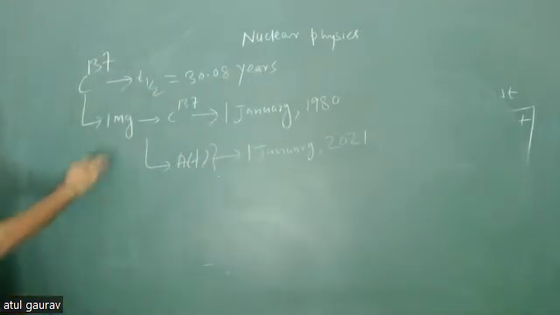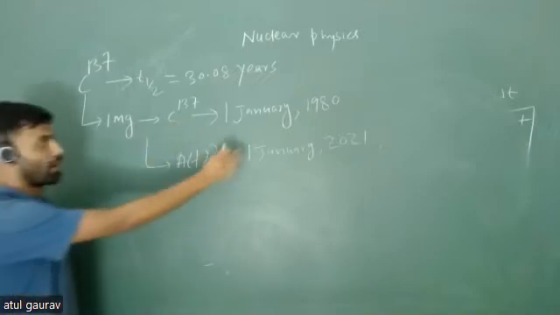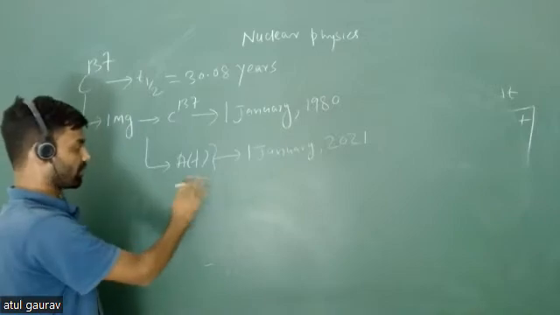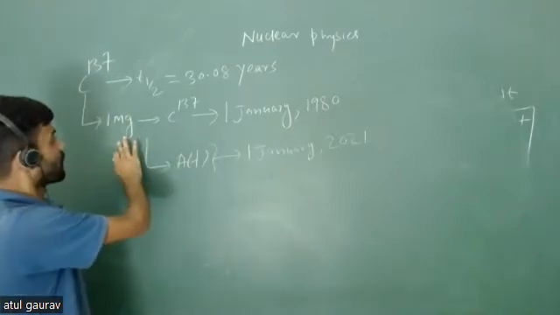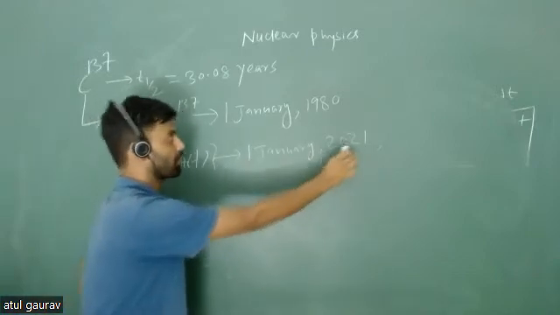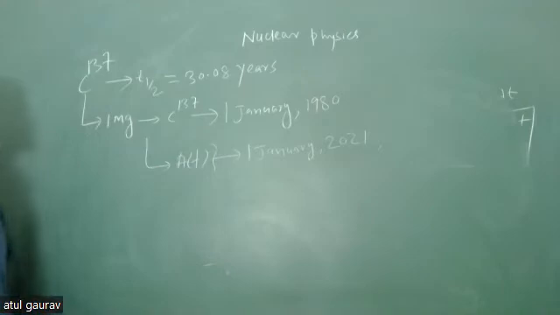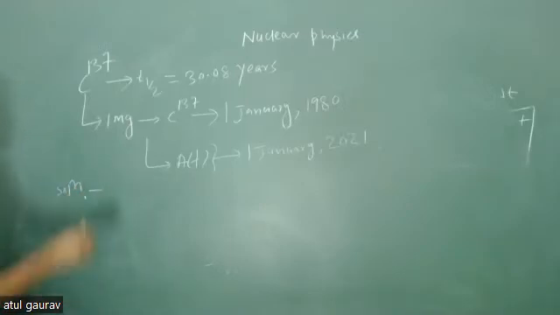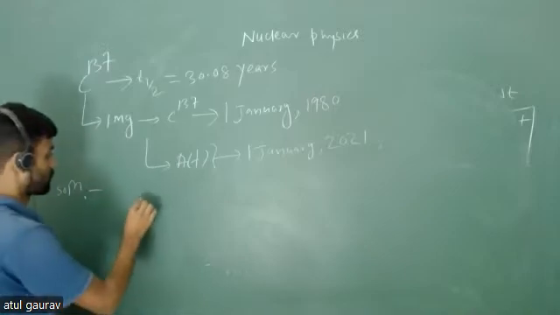So this 1 milligram cesium is prepared on 1st January 1980. So what will be the activity of that 1 milligram cesium measured on 1st January 2021, and they have given you the half lifetime. Okay, did you understand that problem? Yes, sir. Okay, so let us first calculate how many nuclei are present in 1 milligram. That will be your N naught.